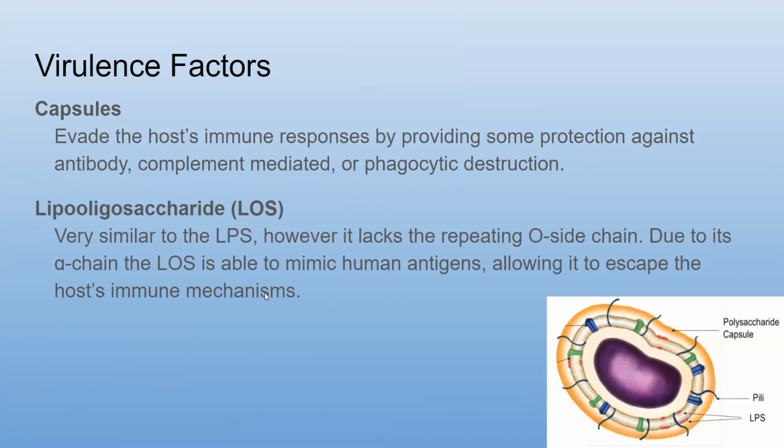Virulence factors are what make an organism able to cause disease. Capsules work to evade the host's immune responses by providing some protection against antibodies, complement-mediated destruction, or phagocytosis. Lipo-oligosaccharides, or the LOS, is very similar to the lipopolysaccharide layer that's found in gram-negative bacteria. However, it lacks the repeating O side chain. Since the LOS has an alpha chain, it's able to mimic human antigens, which allows its escape from the host's immune mechanisms.